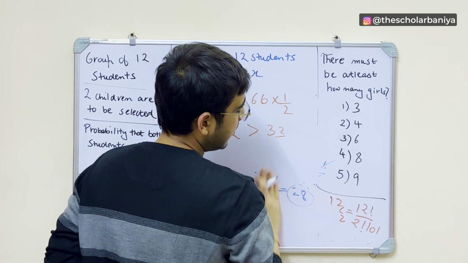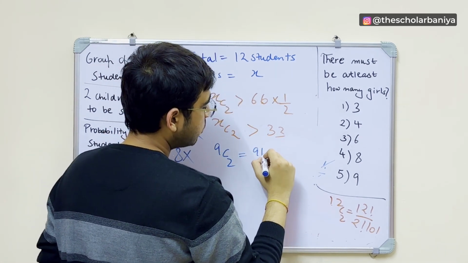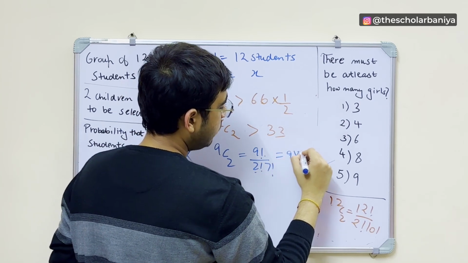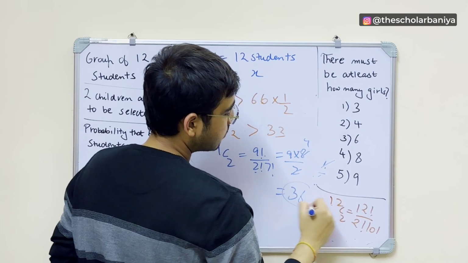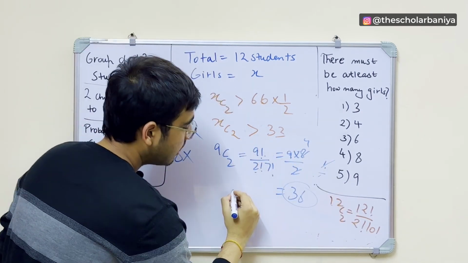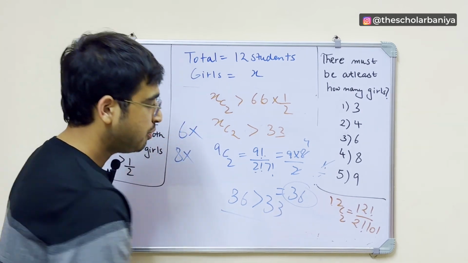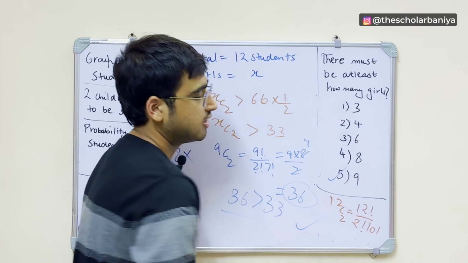So let's take 9 over here now. So 9C2, what is 9C2? 9 factorial upon 2 factorial, 7 factorial. So 9 into 8 upon 2, which is how much? 36, right? And definitely 36 is greater than 33, which means it is completely valid. That means 9 becomes your answer.